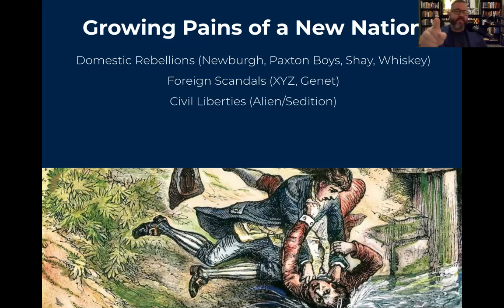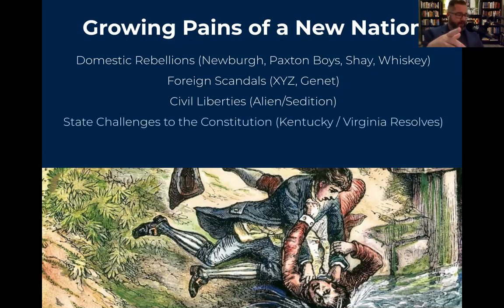And it's those Alien and Sedition Acts that are really going to get, for instance, Kentucky and Virginia to push for this idea of nullification, this compact theory of the Constitution, which we'll talk about later on under the John Marshall Court. Virginia and Kentucky, written by Thomas Jefferson, are going to say that we can nullify laws that we don't see as justifiable. And this is going to be a real state challenge to the Constitution that we're going to see rear its ugly head under John C. Calhoun in the South Carolina nullification crisis, and of course at the dawn of the Civil War in 1860.